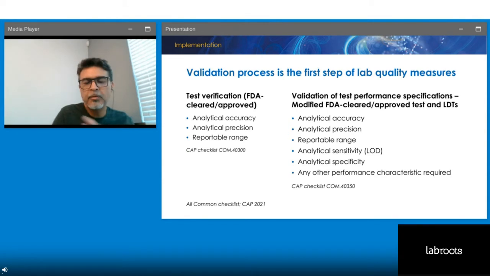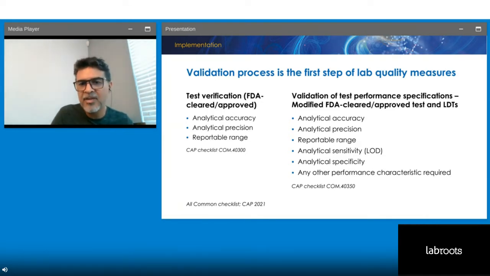But when we are trying to implement an NGS, we are implementing a lab developed test. There is no FDA cleared platform or FDA cleared process to be able to implement NGS for clinical purposes. There is work being done in that direction. Hopefully in the future we're going to be able to have some platform and some process and tests available that will be FDA approved, and that will simplify the process of verification.